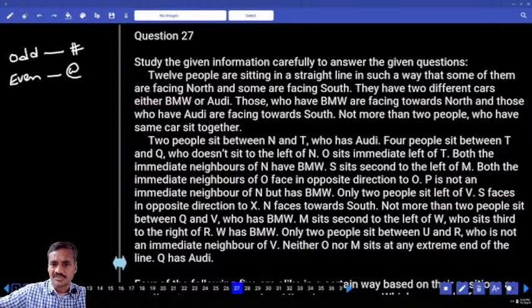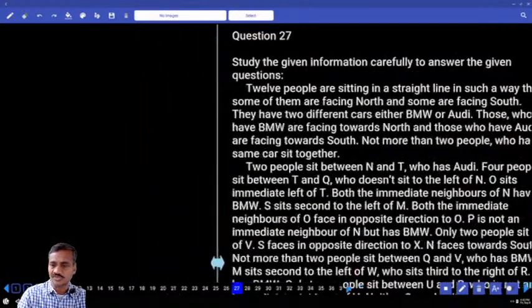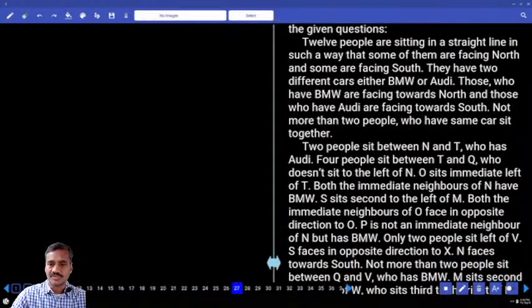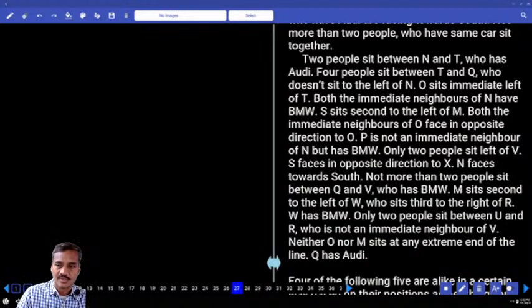Some of them are facing north and some are facing south, and they have different cars, either BMW or Audi. The ones who have BMW are facing north and those who have Audi are facing south. Not more than two people who have the same car are sitting together. And two people sit in between N and T. Now in between N and T there must be exactly two people.